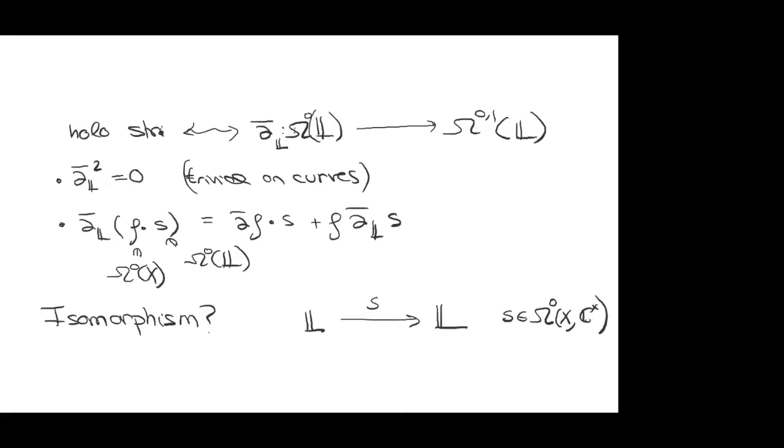And it should exchange the delta bar operators. So if we consider delta 1 bar on L and delta 2 bar two delta bar operators, well, this automorphism should exchange them, namely delta 1 composed with S should be S composed with delta 2.